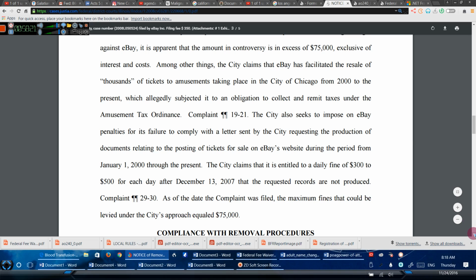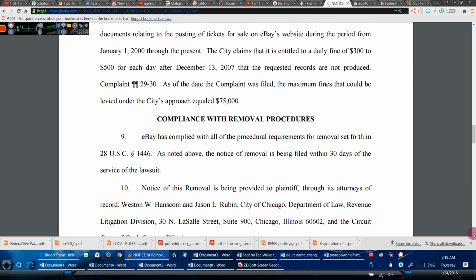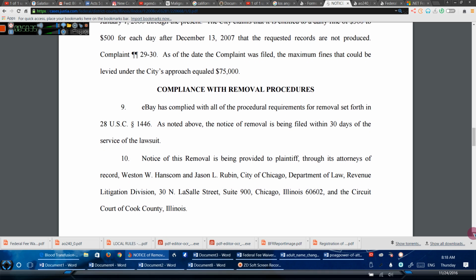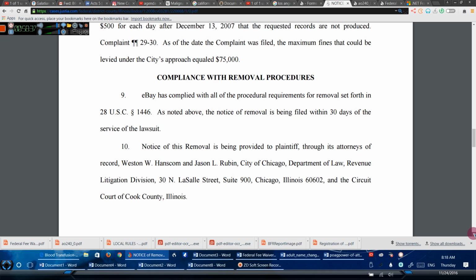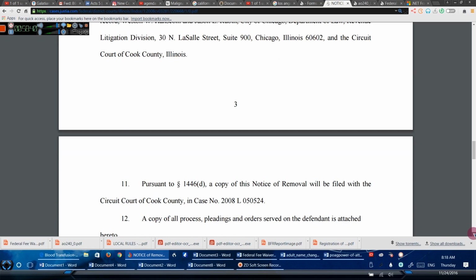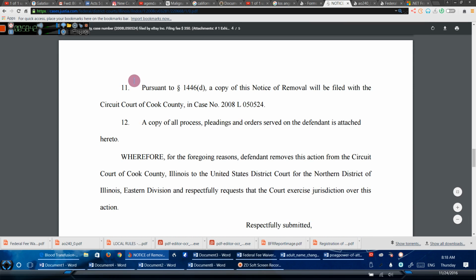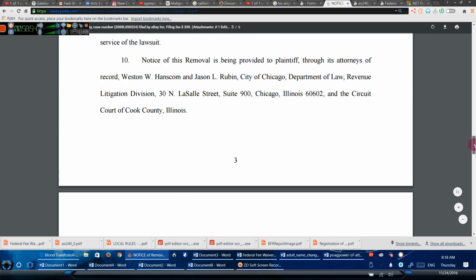Okay, the rule, I believe, is in excess of $75,000. That's a stupid argument for this attorney to bring forth. You leave that $75,000 alone. If they don't want it removed to the federal district court, and I don't know why they wouldn't want it removed to the federal district court, their lawyers would be able to do a whole lot better. Pursuant to 1446, a copy of this notice of removal was filed. eBay is asking for it to be removed. Oh, okay, so it wasn't a baseless argument. It's actually a very good argument, because they're asking for it to be removed.